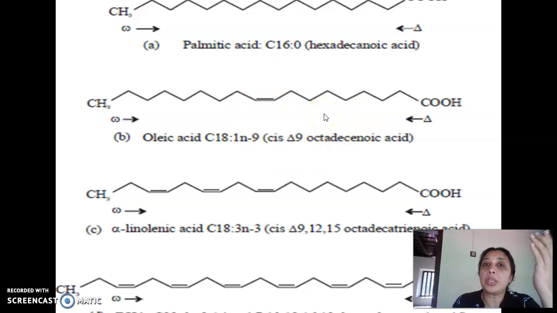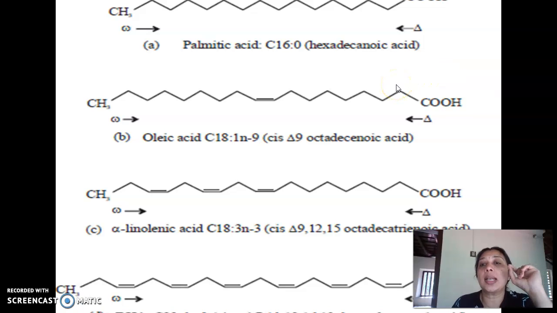But when coming to the delta 6 desaturase, the numbering is not starting from this position. The numbering starts from the carbonyl position. That's why we are giving stress to the delta position. So delta means the numbering is always starting from the carbonyl end.